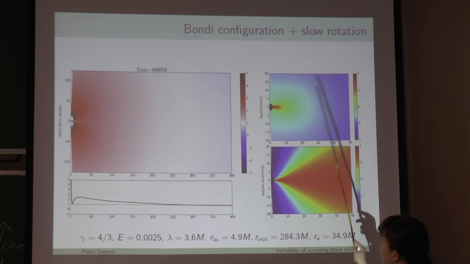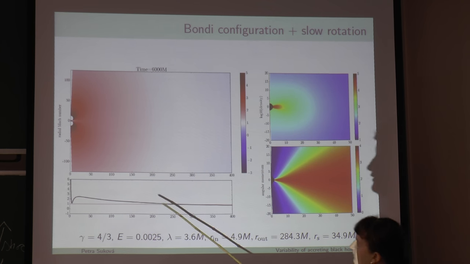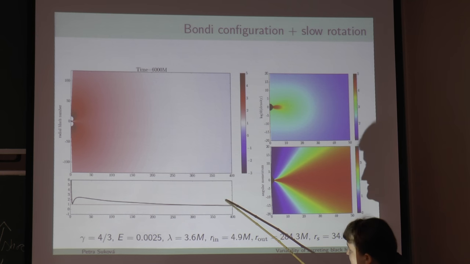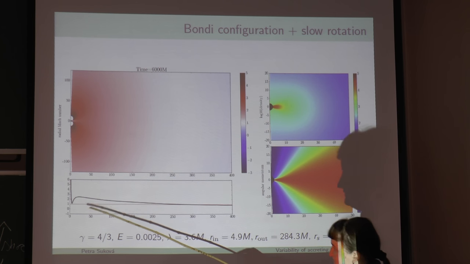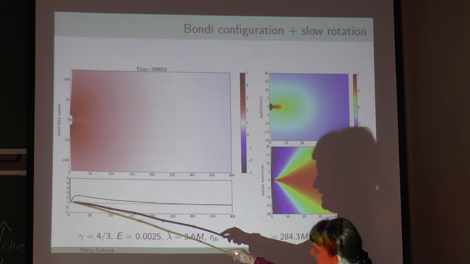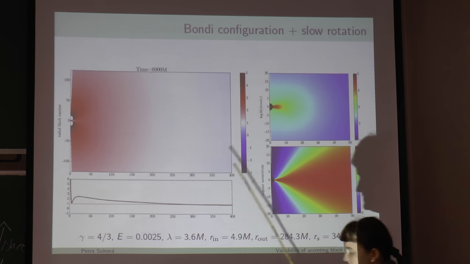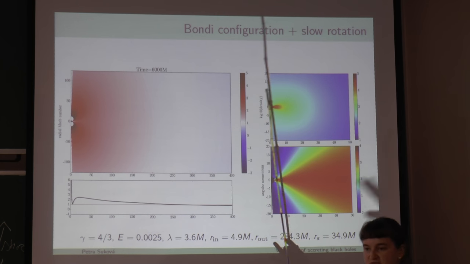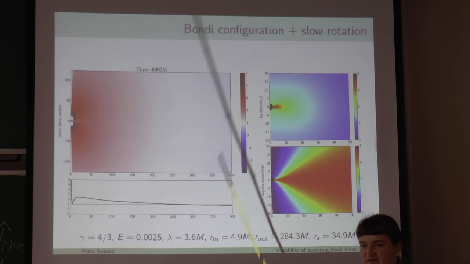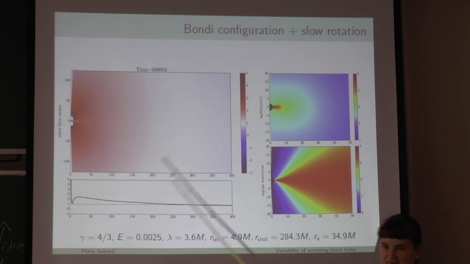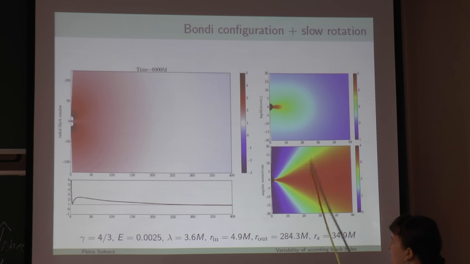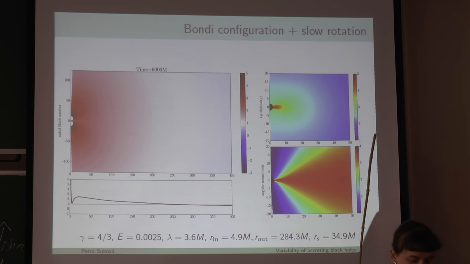After some time, I will get a stationary solution which looks like this. There is something like a torus created near the black hole, and we can see that the shock is not created. The Mach number goes down and almost touches one, but never crosses it actually. So we can see that the Bondi initial condition leads to only the Bondi-like accretion, and we will not obtain shock from such solution. So now what we can do if we want to have shocks in our simulation.